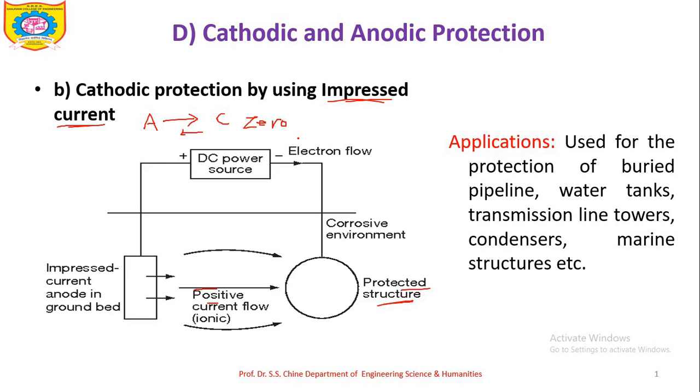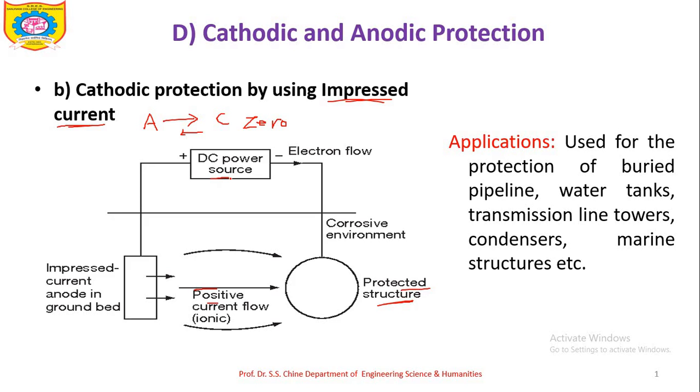protected. So this can be done by applying a sufficient amount of direct current from the DC source such as battery or rectifier. Okay, to an insoluble anode. So insoluble and that inert anode I already told you. So that is like the graphite, then silica, etc. Okay, these are buried in the soil or impressed in the corroding medium and connected to the metallic structure to be protected.